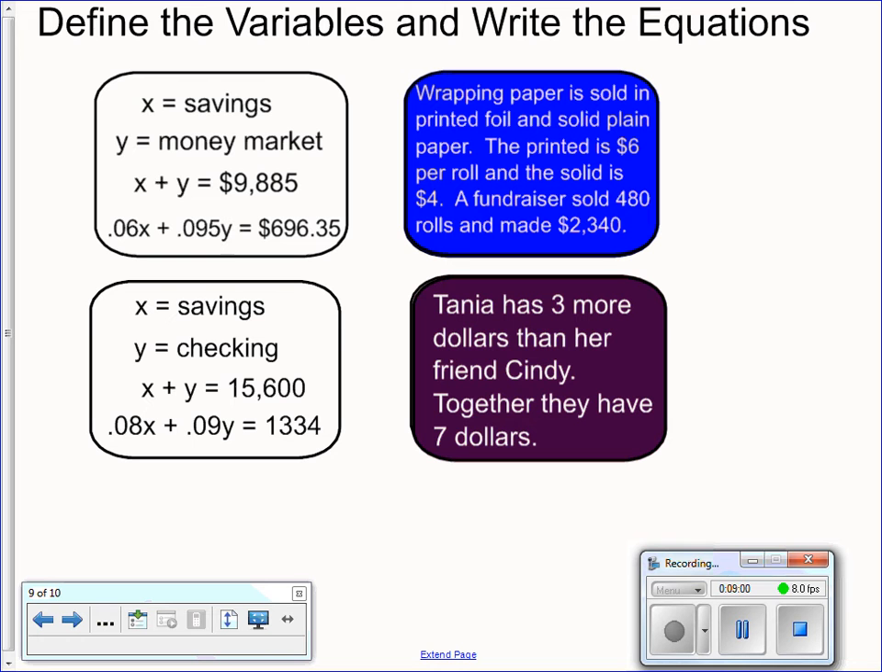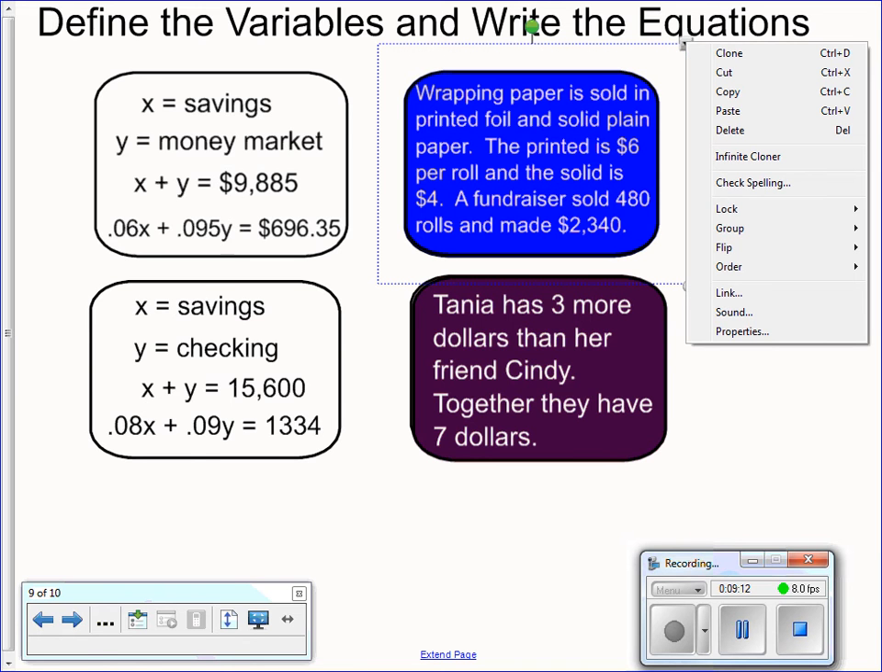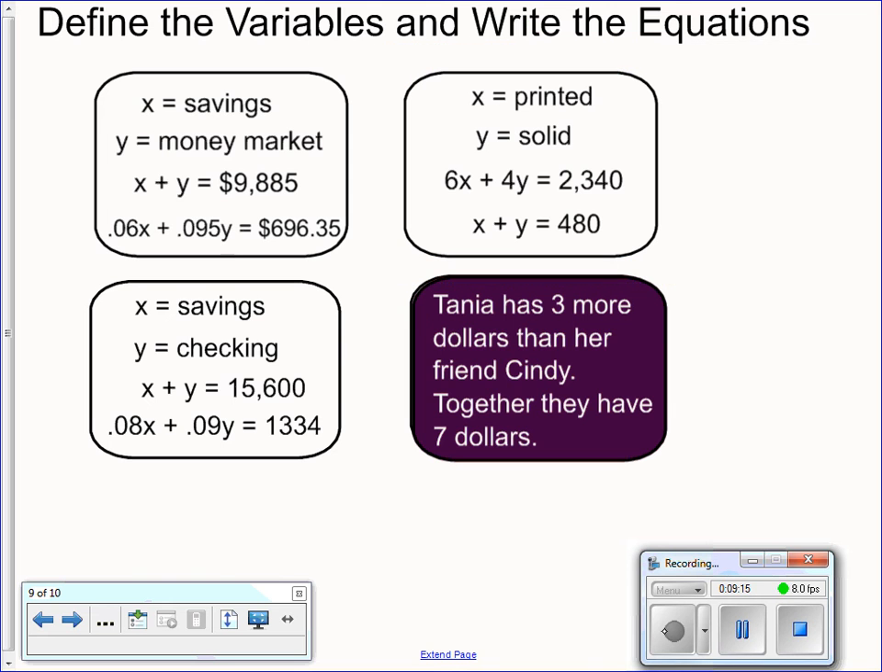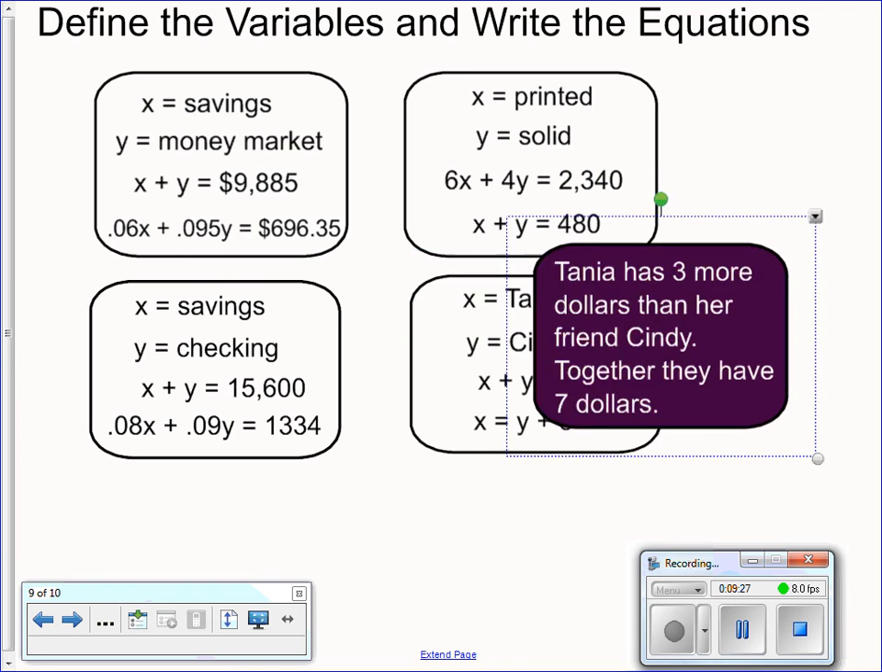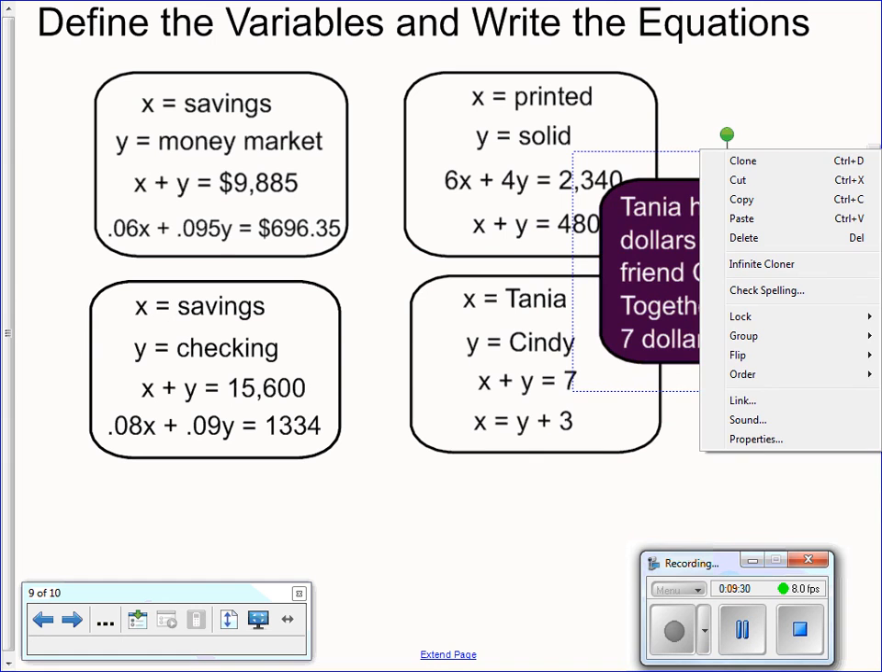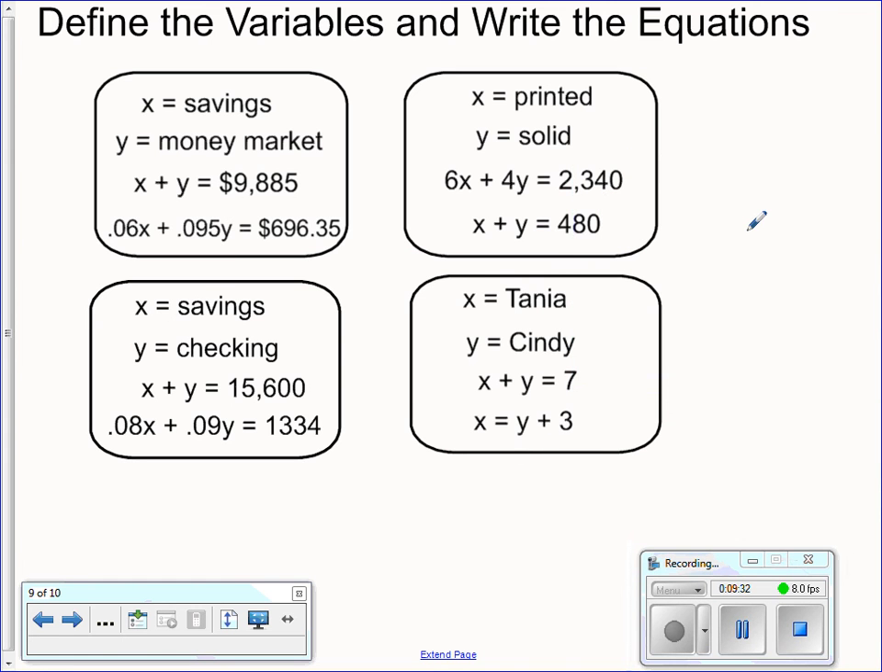Wrapping paper is sold in printed and solid paper. Printed is $6 a roll and solid is $4. A fundraiser sold 480 rolls and made $2,340. Our 2 equations are 6x plus 4y equals 2,340 and x plus y equals 480. Tanya has 3 more dollars than her friend Cindy. Together they have 7. Our 2 equations are x plus y equals 7 and x equals y plus 3.